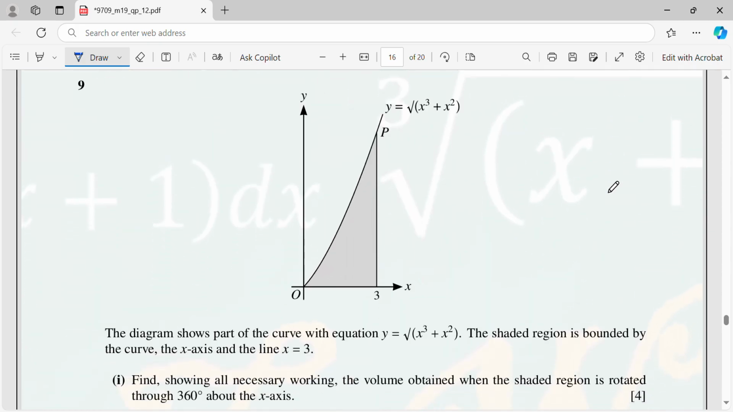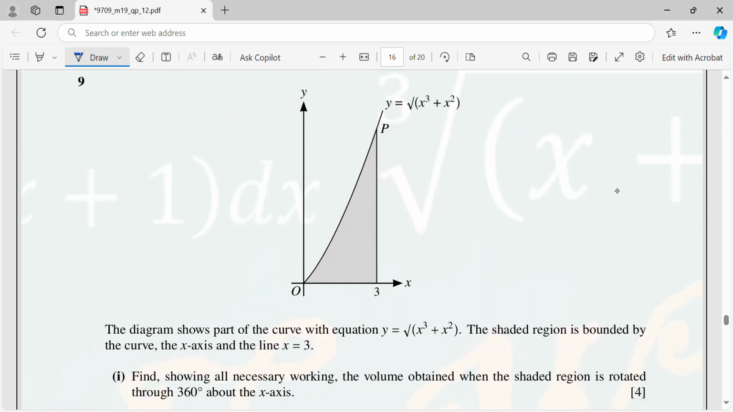Right? Now, question number 9. The graph shows parts of the curve with equation y equals square root of x cubed plus x squared. The shaded region is bounded by the curve, the x-axis, and the line x equals 3. Now, find, showing all necessary working, the volume obtained when the shaded region is rotated through 360 degrees about the x-axis. So when you rotate about the x-axis, the formula is V equals pi integral of y squared dx, because the rotation is about the x-axis.